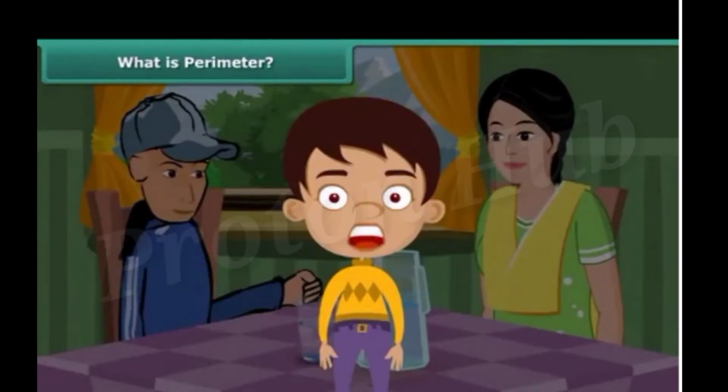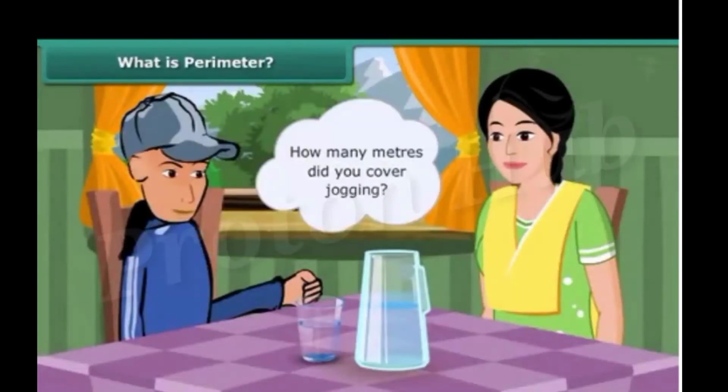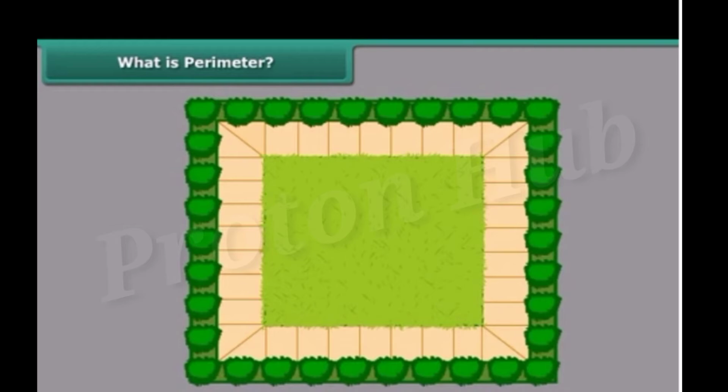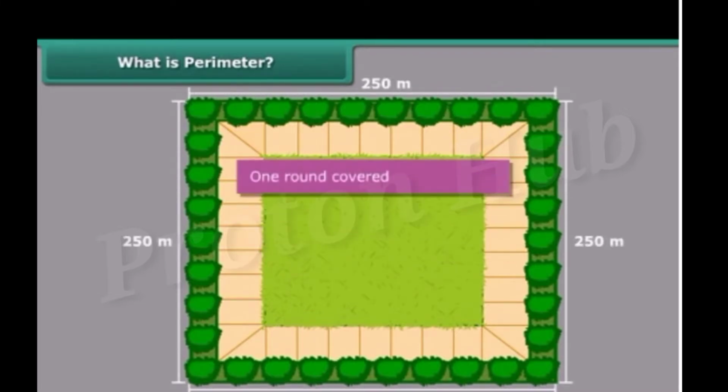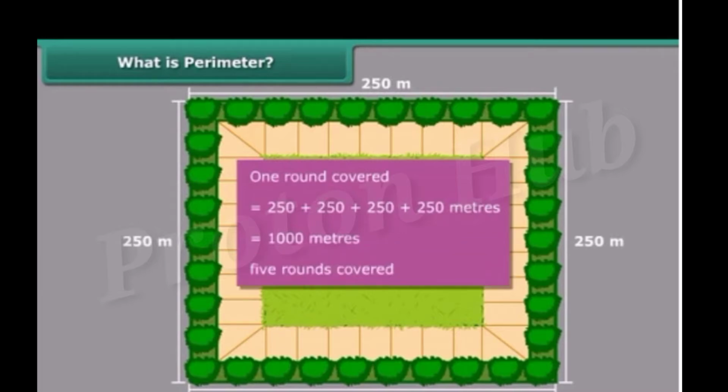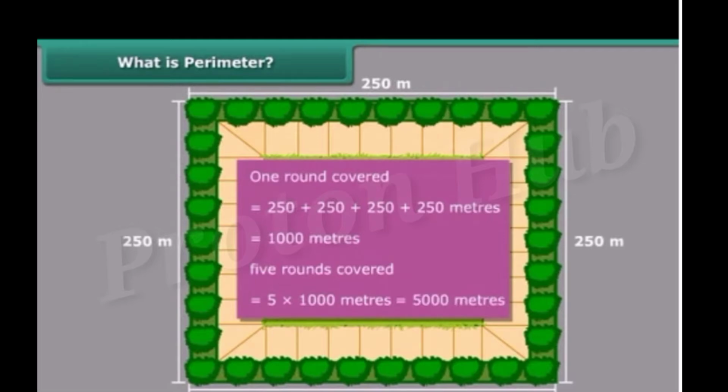Let us now try to answer your mother's question. How many meters did you cover jogging? In every round of jogging, you covered the 4 sides of the park. Since the park is a square, all its sides are equal. Thus, in one round, you covered 250 plus 250 plus 250 plus 250 meters, that is 1000 meters. Therefore, in 5 rounds, you covered 5 into 1000 meters, that is 5000 meters or 5 kilometers.